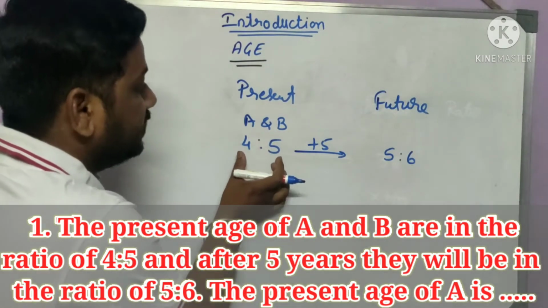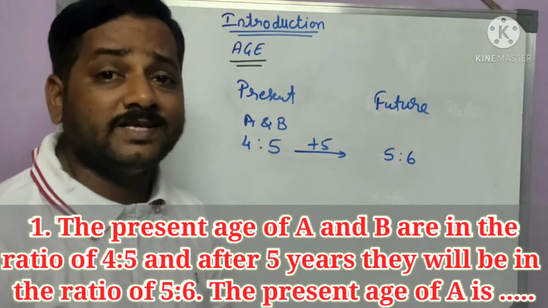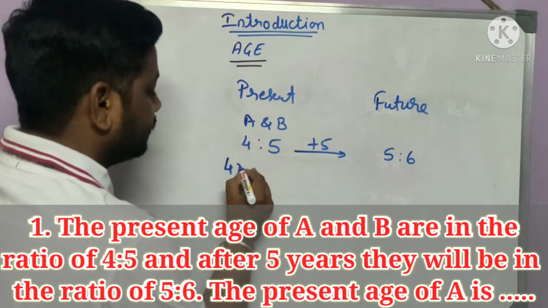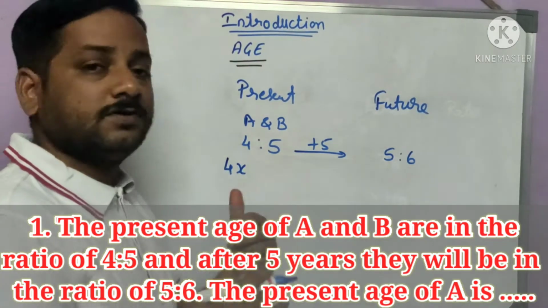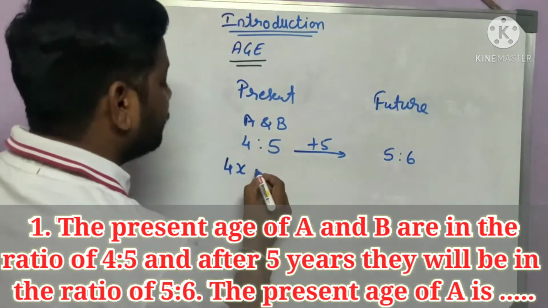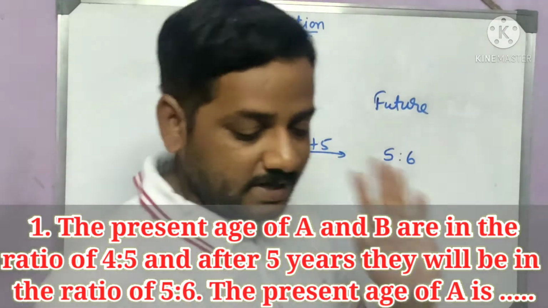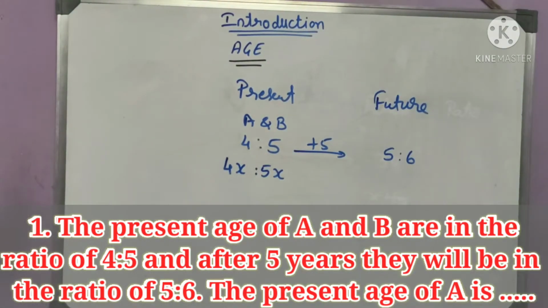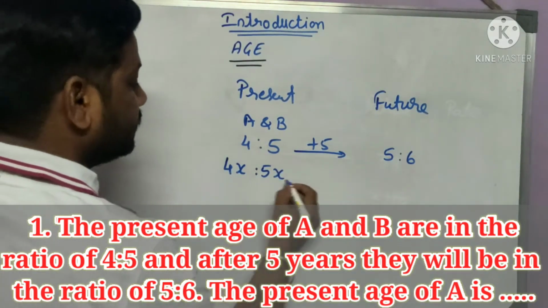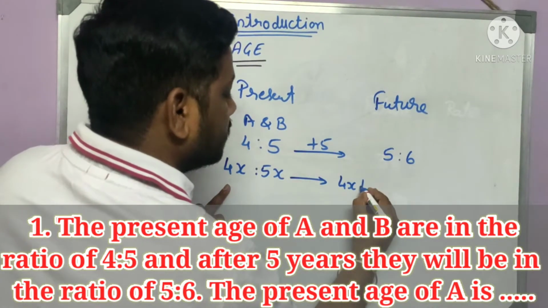At present the ratio of A and B is 4:5. We don't know the ages of A and B. So let me take the age of A as 4x. The ratio is 4, so if you multiply with the x parameter, then you get the age of A. In the same way, the age of B is 5x. So the ages of A and B have been taken here. After 5 years, what would be the age? Plus 5. So after 5 years, this can be written as 4x plus 5, isn't it?